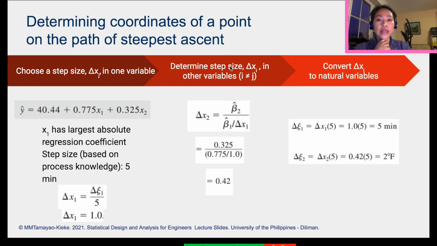Now, the next step is to determine the step size, delta x sub i, in the other variable. So we have another variable, x sub 2, and this is equal to beta hat 2 divided by the quantity beta 1 hat divided by delta x1. So this is equal to 0.325 divided by 0.775 divided by 1. Therefore, delta x sub 2 is 0.42. Now we have to convert those to the natural variables. So the step for time is 5 minutes, and the step for temperature is 2 degrees Fahrenheit.